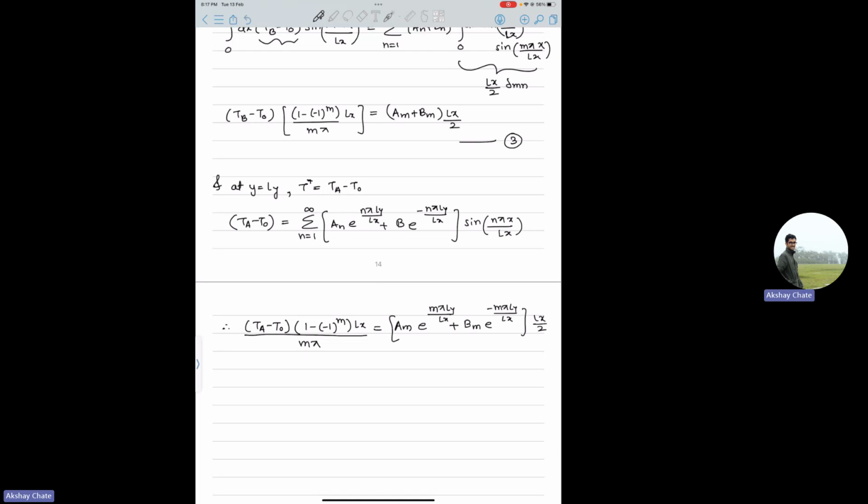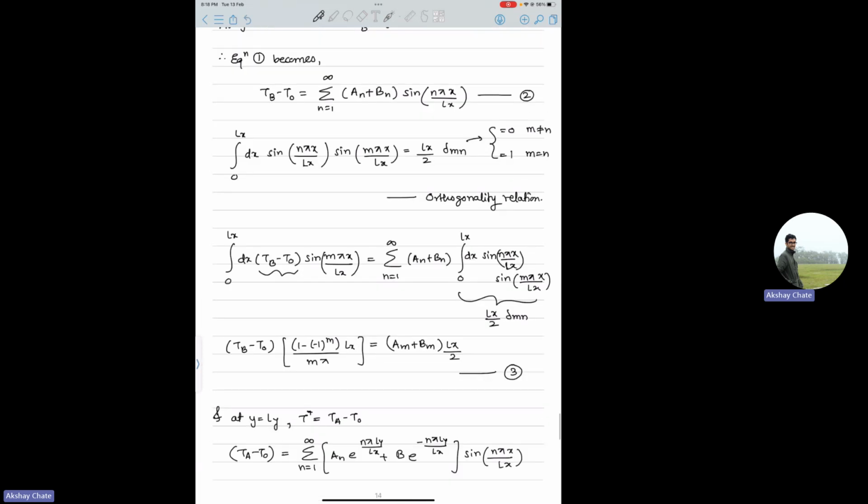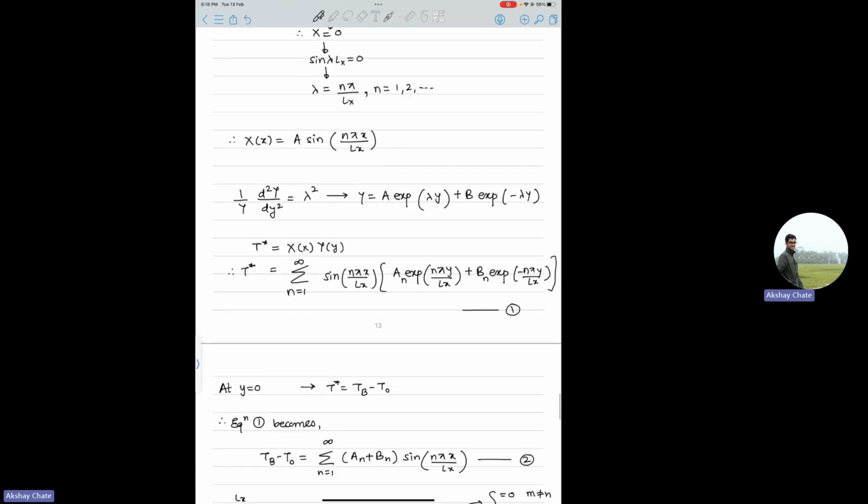Okay, so now equations 3 and 4, if you observe, there are two unknowns and two equations. So now you have to use your algebra knowledge and get the values of am and bm. And once you get them, you know the T star variation formula, right? So here this n subscript will become m now.